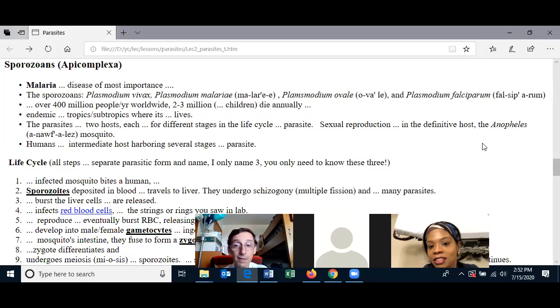And the Anopheles mosquito is the definitive host where the malaria parasite reaches final maturation and undergoes sexual reproduction. And then the mosquito bites the human, transmitting the juvenile form of the malaria parasite. And then the human has several stages of the life cycle of the parasite, and all of them are juvenile. So humans are an intermediate host. Any questions about that?